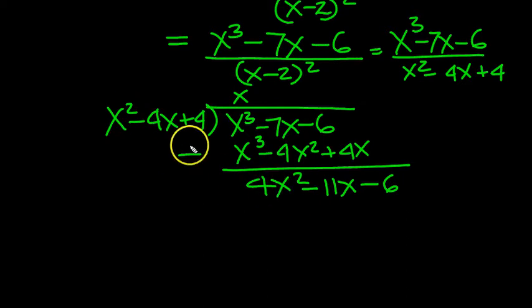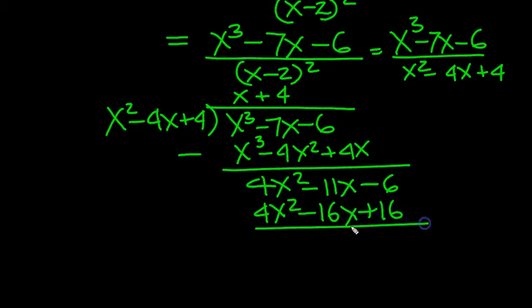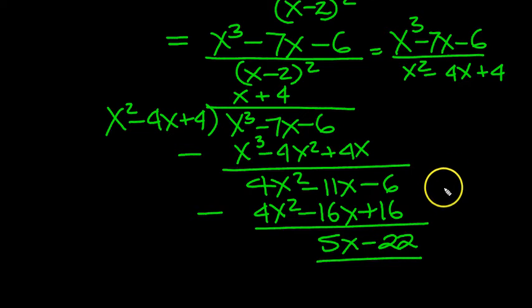Now look at this remainder. How many of these go into that? It goes in 4 times, doesn't it? So multiply. We get 4 lots of this all the way through. 4x squared minus 16x, isn't it? Plus 16. Take them away from one another. This take that, cancels. Minus 11, take away minus 16 is plus 16 take 11 is 5x. Minus 6 minus 16 is minus 22. So here's our remainder, 5x minus 22.